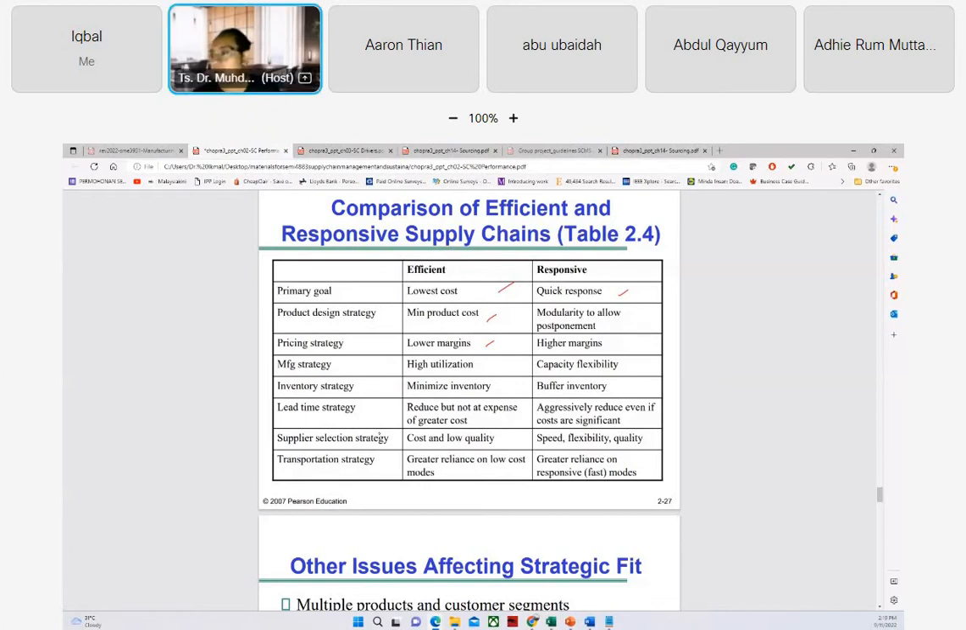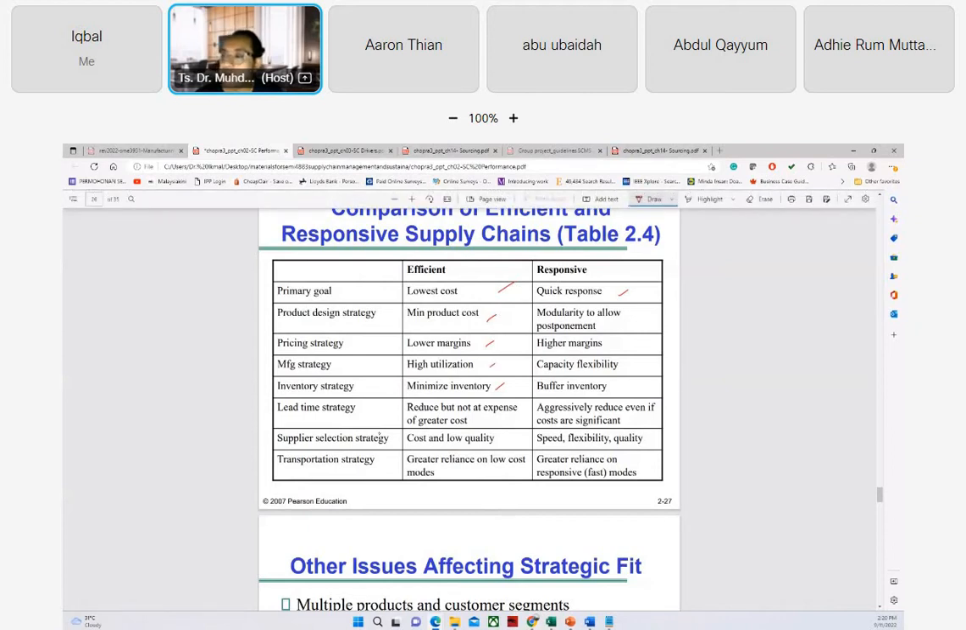Okay, and then also in efficiency, they use minimum inventory. I did mention the lean manufacturing. All right, inventory is one of the wastes, right? So they're using a minimum inventory strategy.